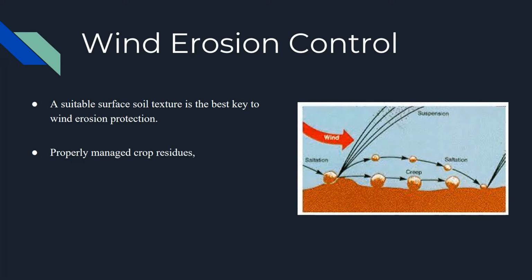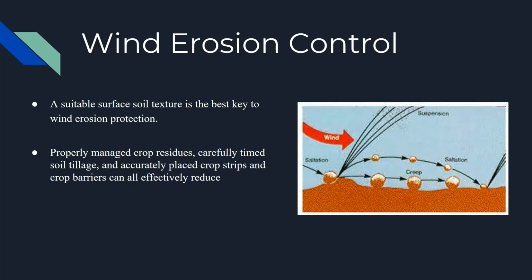Properly managed crop residue, carefully timed soil tillage, and accurately placed crop strips and crop barriers can all effectively reduce wind erosion. Proper land use and adoption of adequate moisture conservation practices are the main tools which help in wind erosion control. In arid and semi-arid regions where the serious problem of wind erosion is common, several cultural methods can help to reduce the wind erosion.